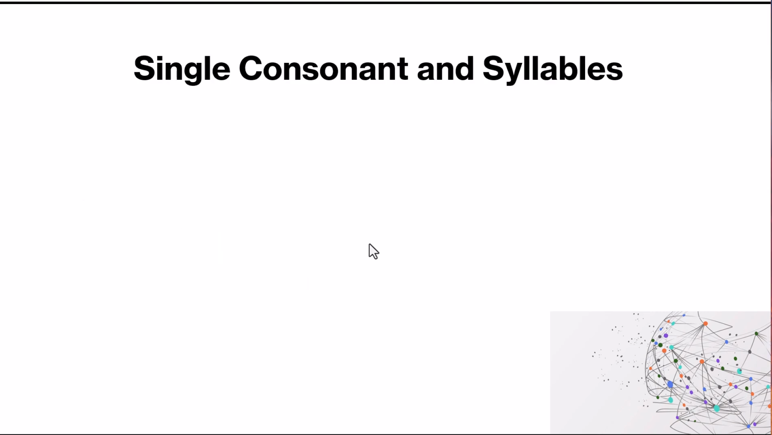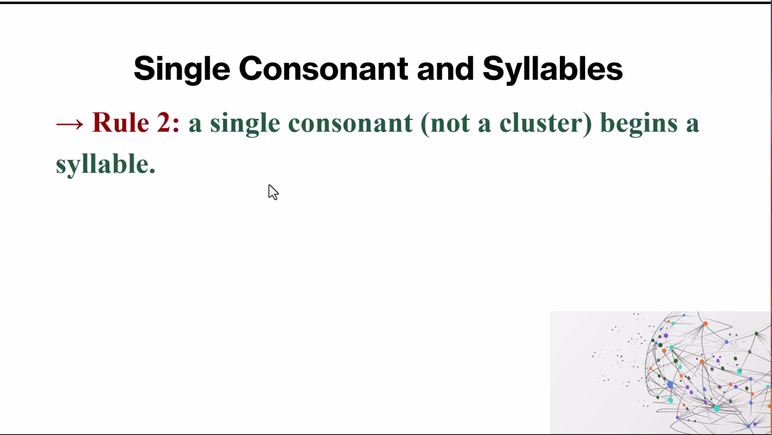So now we'll move on to Rule 2, and this deals with single consonants and syllables. Rule 2 is that a single consonant, not a cluster, begins a syllable. And so here's an example. Pater, father. We have pa begins with the P, and then ter begins with the tau. This is an open syllable, ends with a vowel. This is a closed syllable, ends with a consonant.